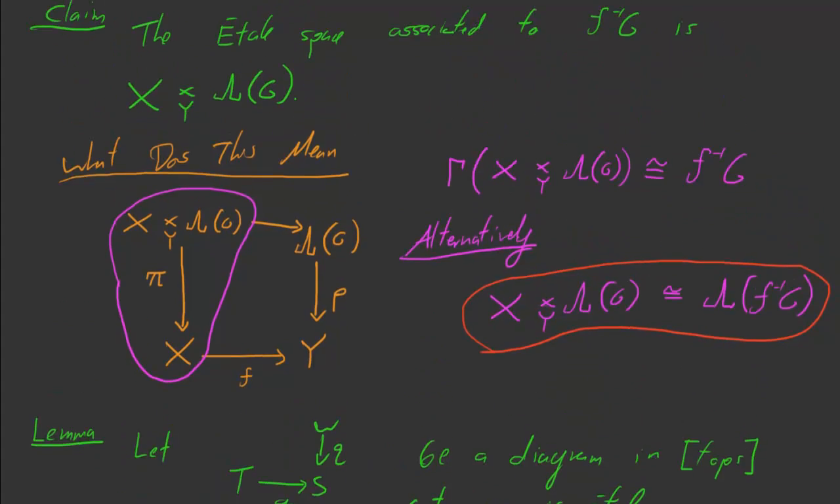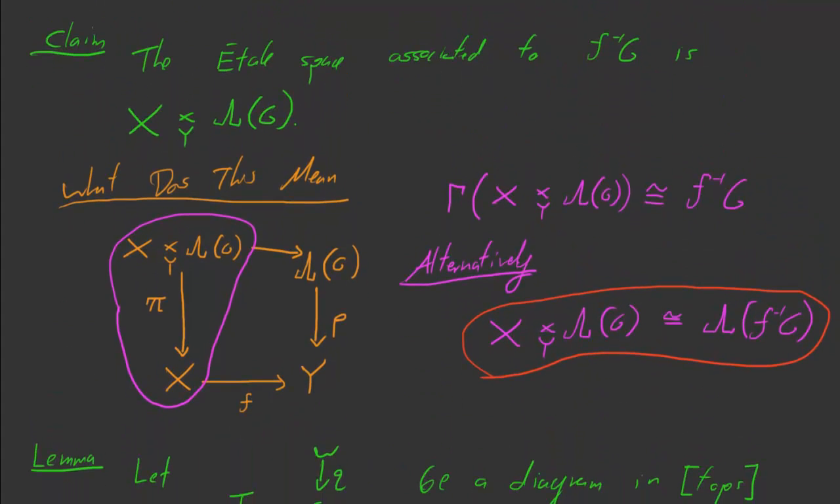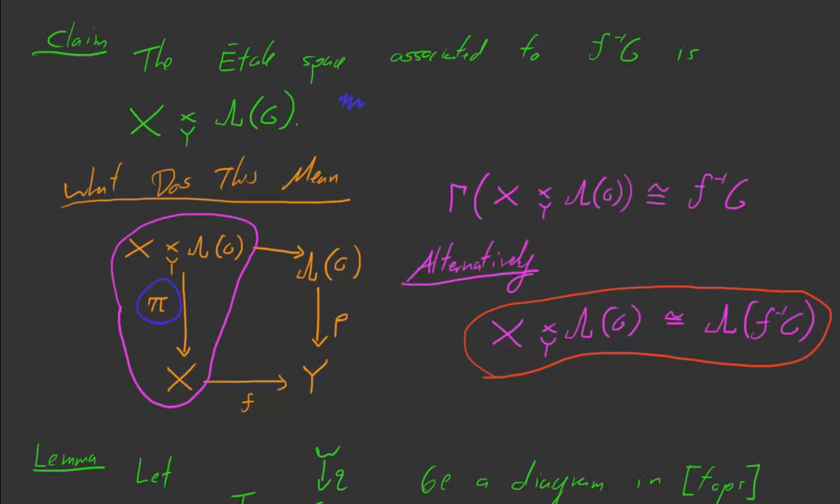And the reason why we need this lemma is just to ensure that this claim even makes sense, right? Because if we didn't have that, there's no way we would even know that this is an Etale map. And the lemma tells us that it is. So the claim makes sense. When I say the Etale space associated to F inverse of G is this guy, we have to know that this is Etale. And that's what that lemma just told us. Okay, so what I want to do now is sort of list two lemmas and then very vaguely sketch the proof of this claim. So let's go to the two lemmas.